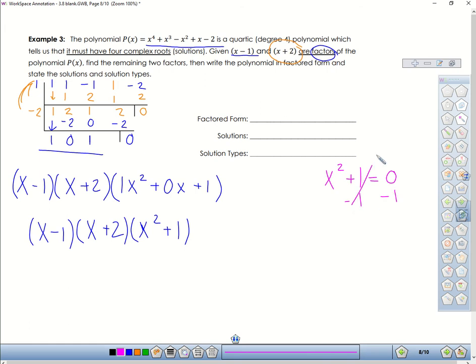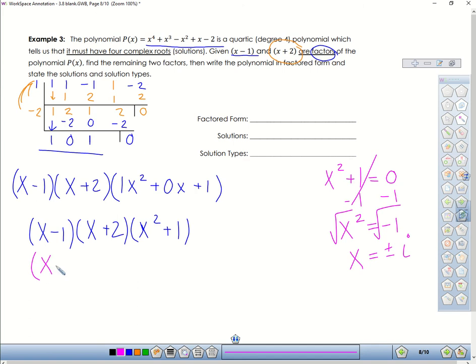Subtract 1 on both sides, which would give me x squared equals negative 1, right? Then what would I do to both sides? Square root. What's the square root of negative 1? Plus or minus i. Very good. So this is the solution.